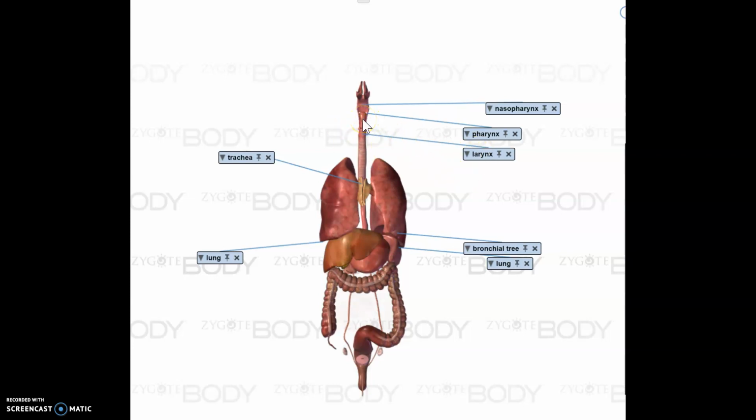This is also known as our vocal cords. It helps with breathing, creating sound, and also protecting the trachea against food aspiration. The trachea lies beneath the larynx and it is known as the windpipe.